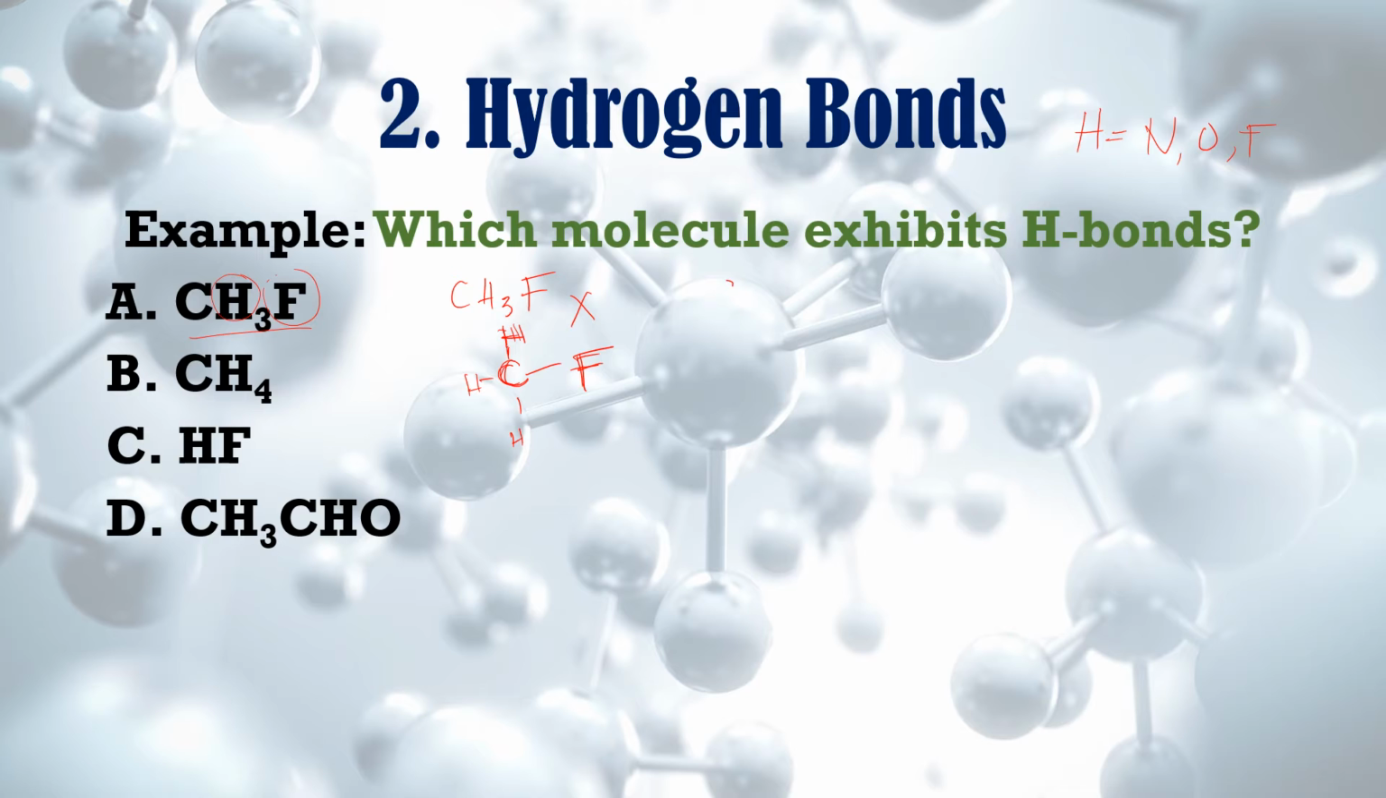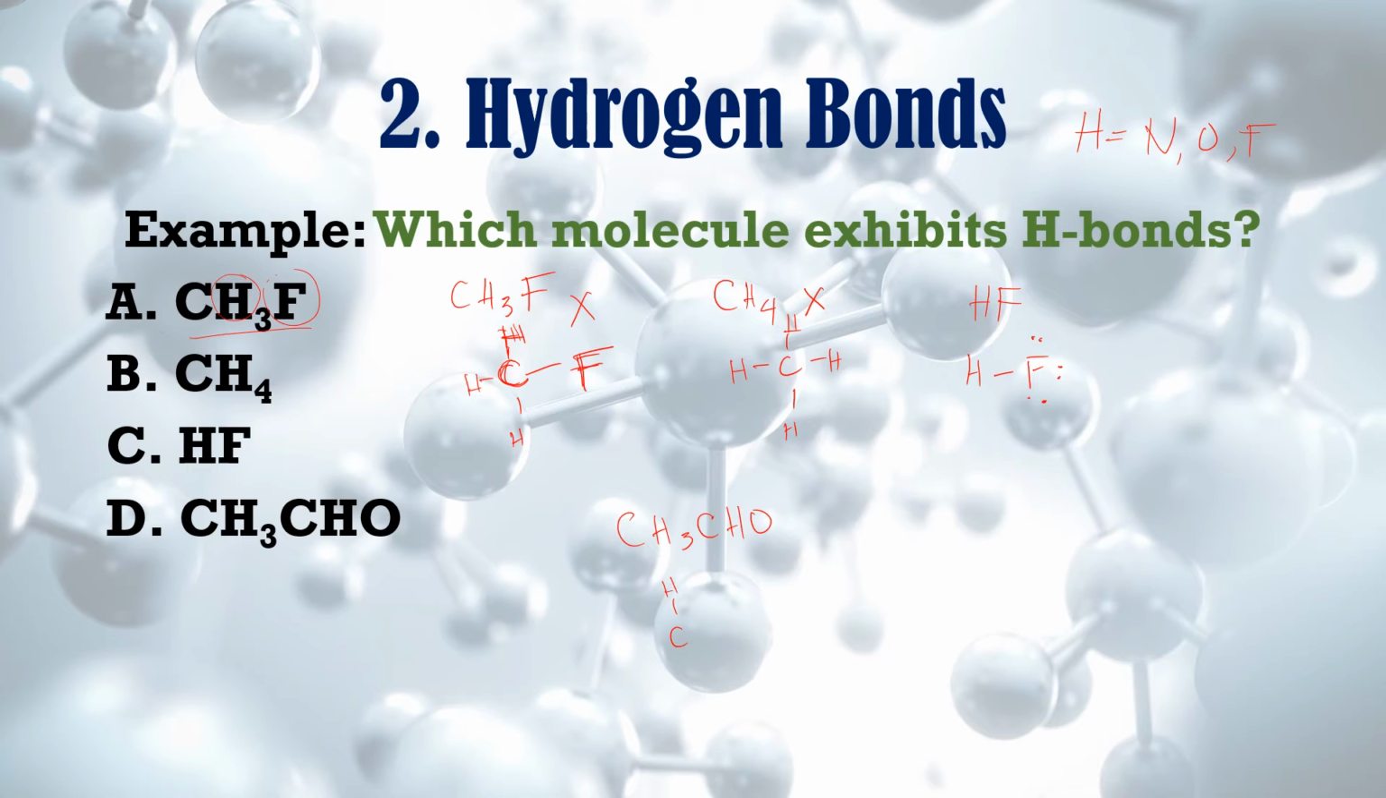Letter B, we have the CH4. So we draw the Lewis structure. CH4: hydrogen is not attached to N, O, or F. Therefore, this is also not a hydrogen bond. Letter C is HF. Just by looking at it, there are no other atoms in the molecular formula. Then HF simply exhibits a hydrogen bond, since hydrogen and fluorine are bonded.